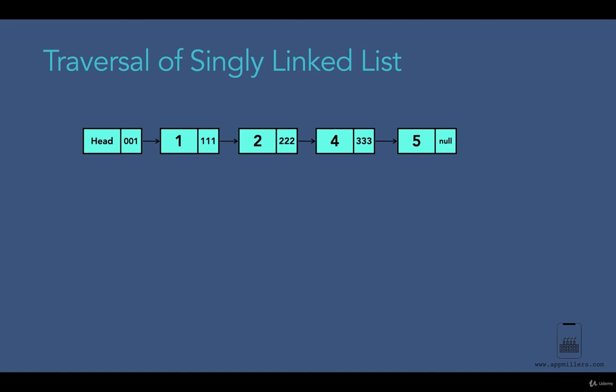Alright, now in this lecture we are going to look at traversal of single linked list. So what does the traversal mean? It means we are visiting each node one by one until the end of this single linked list. So let's say we have a single linked list like this, and if you want to traverse through this single linked list, the idea is very simple.